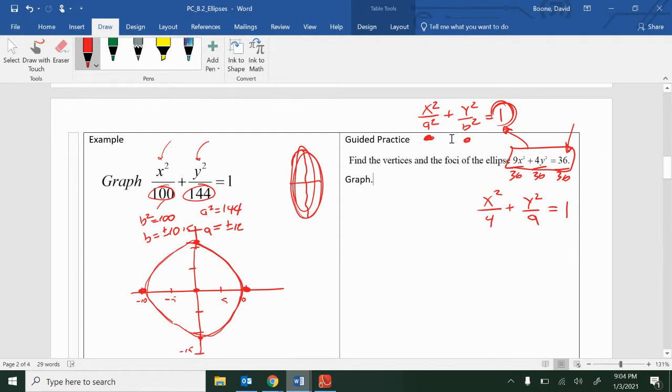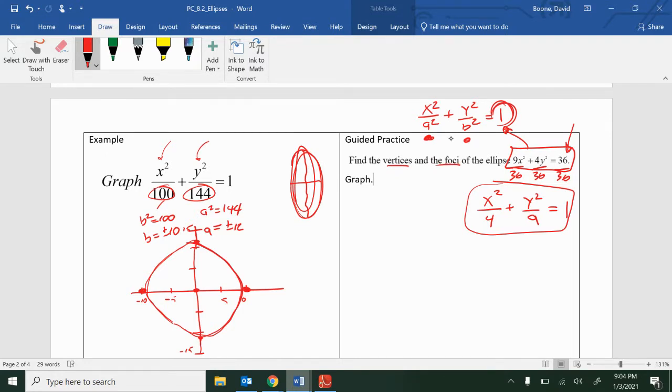So now I've got this in the form I want, so I can graph it like I did this one over here. So let's graph it, because again, I think it's going to be easier rather than memorizing all those different templates to find the vertices and the foci. We'll be able to do that once we graph it.